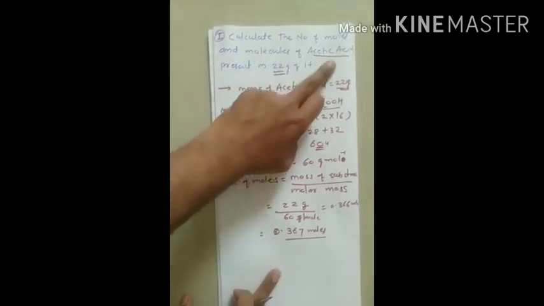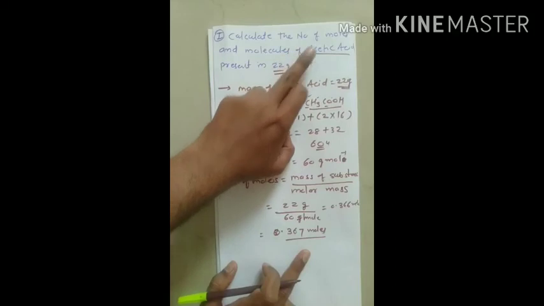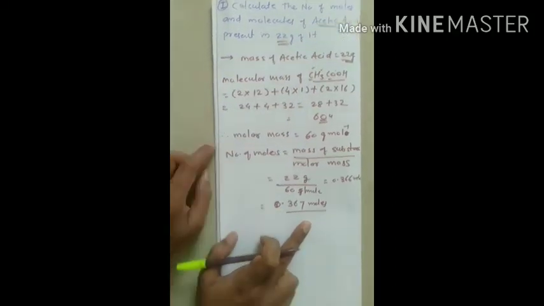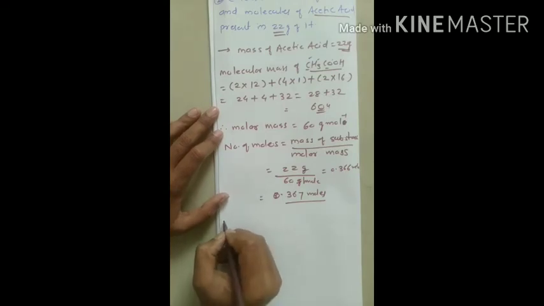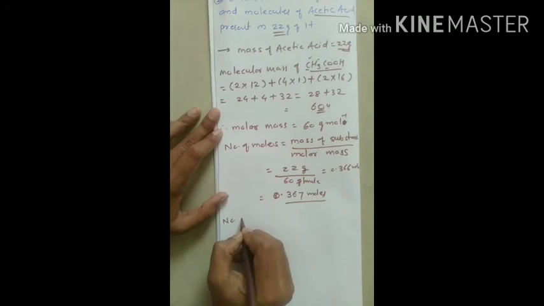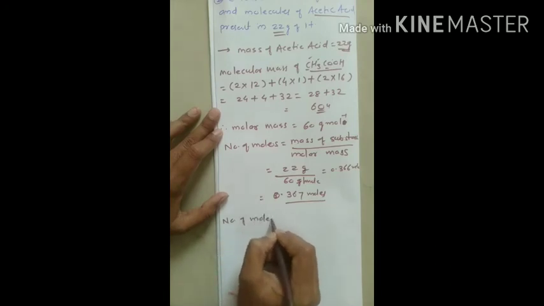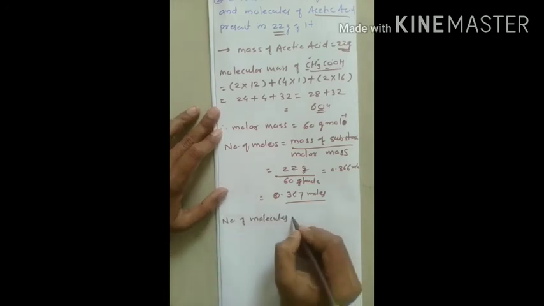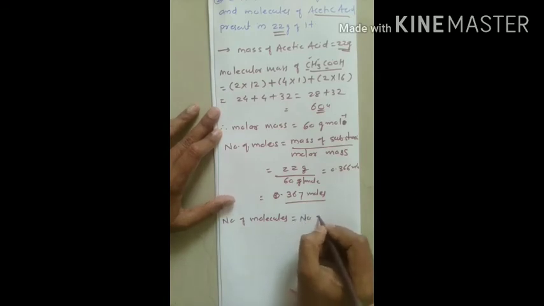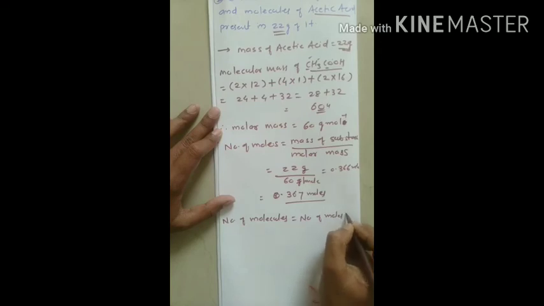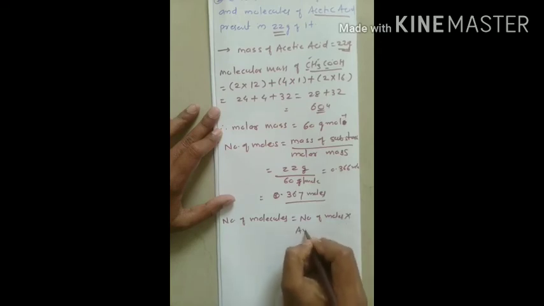Calculate the number of moles and molecules of acetic acid. So the number of moles we have calculated, and once you get the number of moles, it will be easier for us to calculate the number of molecules. So I am writing the formula: number of molecules equal to number of moles into Avogadro's constant.